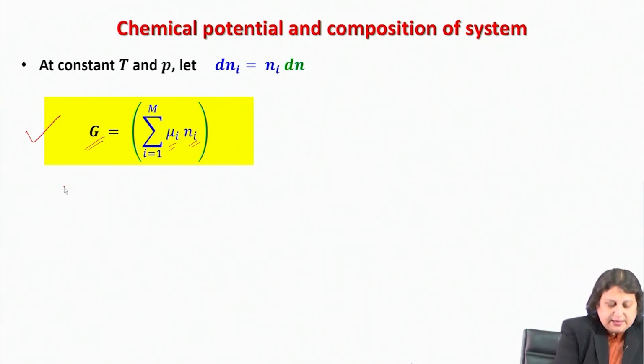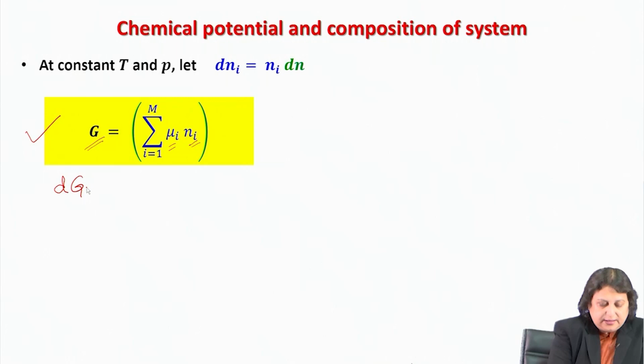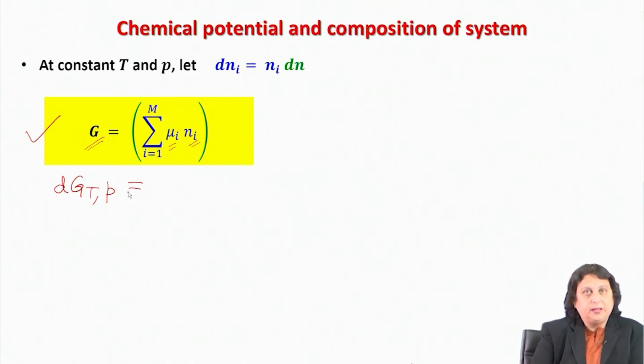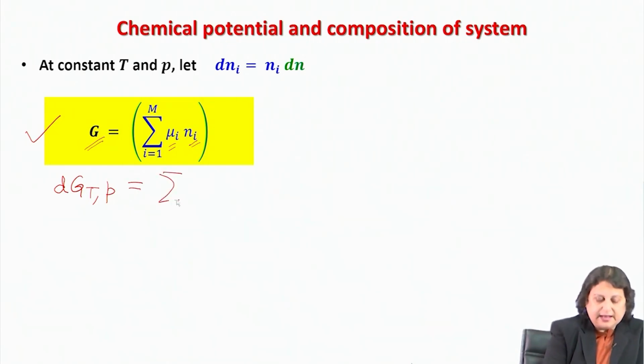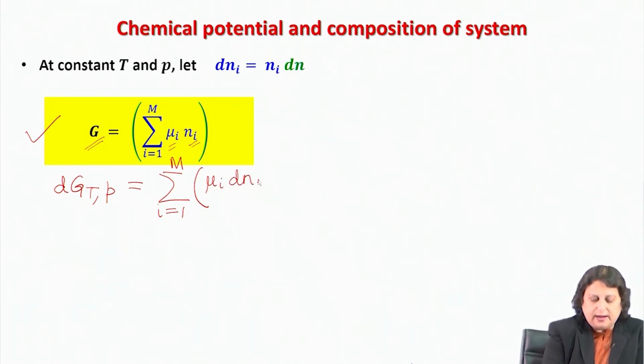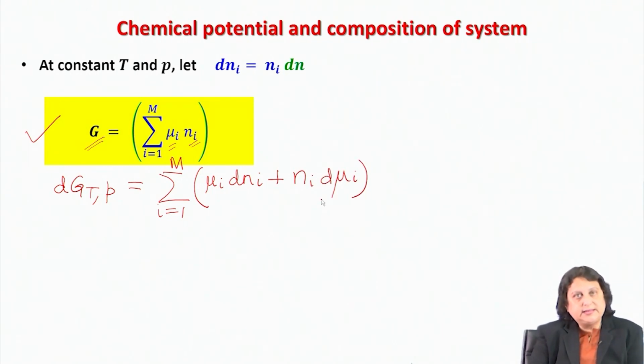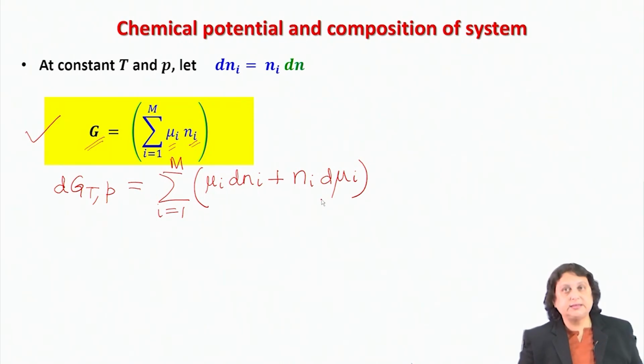Now, let me take a differential of this equation under the condition of given temperature and pressure. Now, this I can write as summation over i going from 1 to m, of mu i dNi plus Ni d mu i. That is correct. But what is it that I already know about this system?